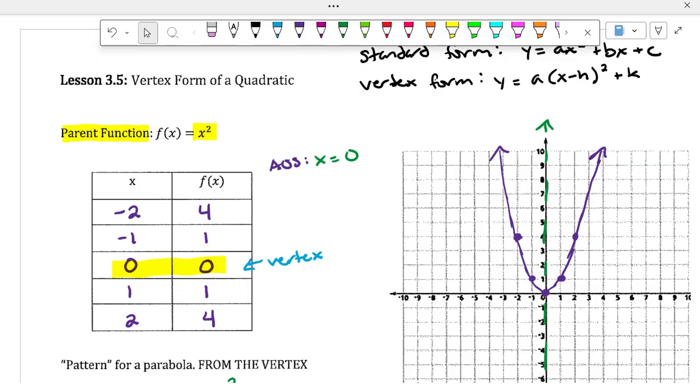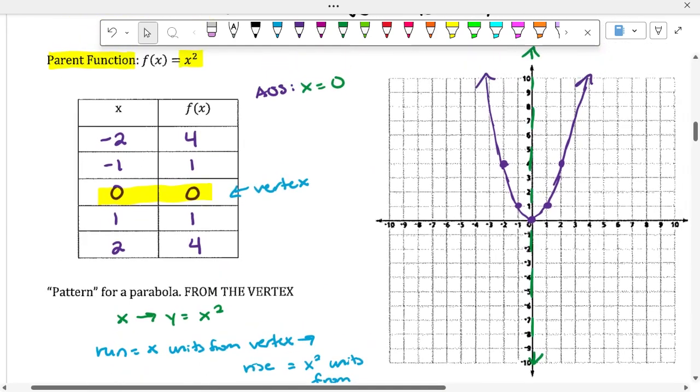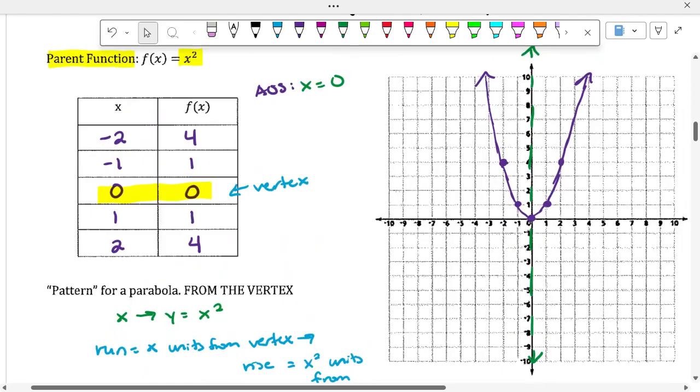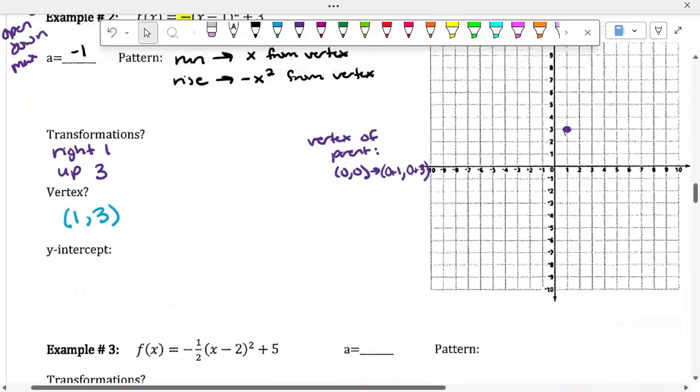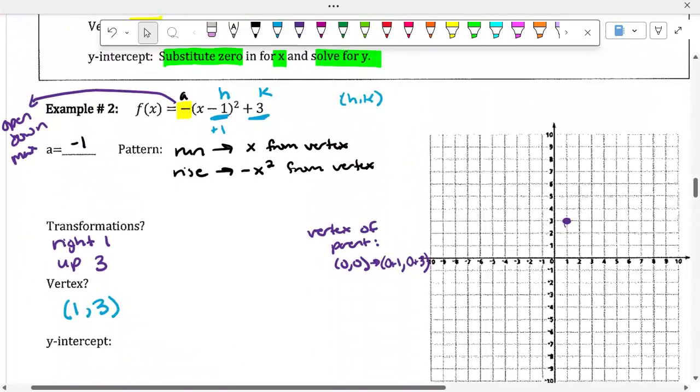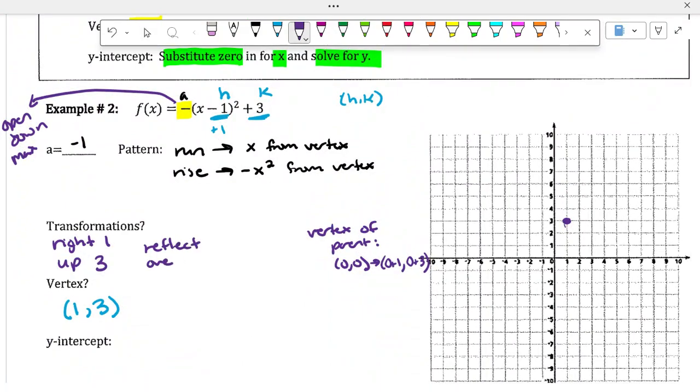So what happened transformation-wise to make a minimum a maximum? If I wanted my original function, the x squared, to have a maximum instead of a minimum, what would I have to do transformation-wise? Would I have to dilate it? Would I have to reflect it? Would I have to shift it? Reflect it. Reflect it over what? The x-axis. There you go. And that's exactly what happens here because we will have a max. So we also reflect over the x-axis. If your a value is ever negative, you reflect over the x-axis.